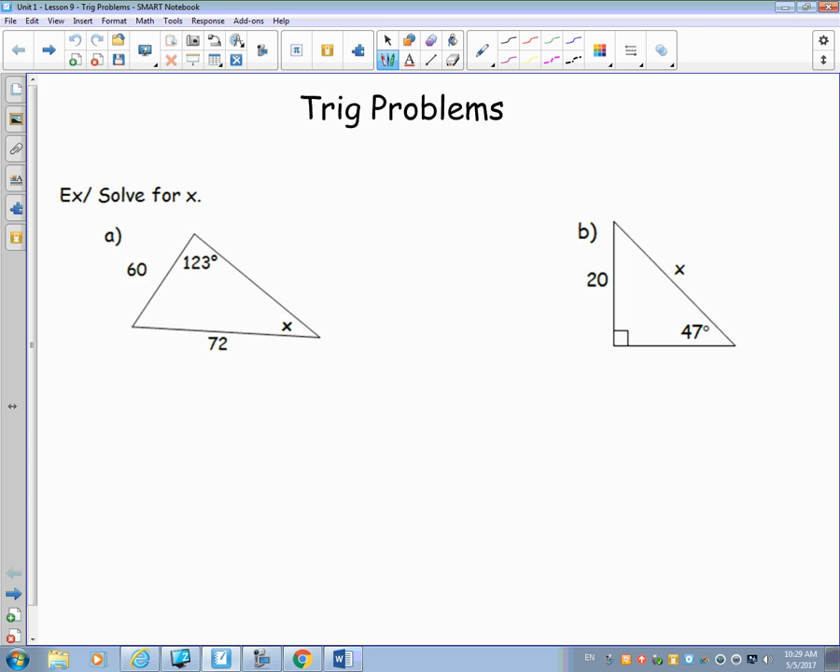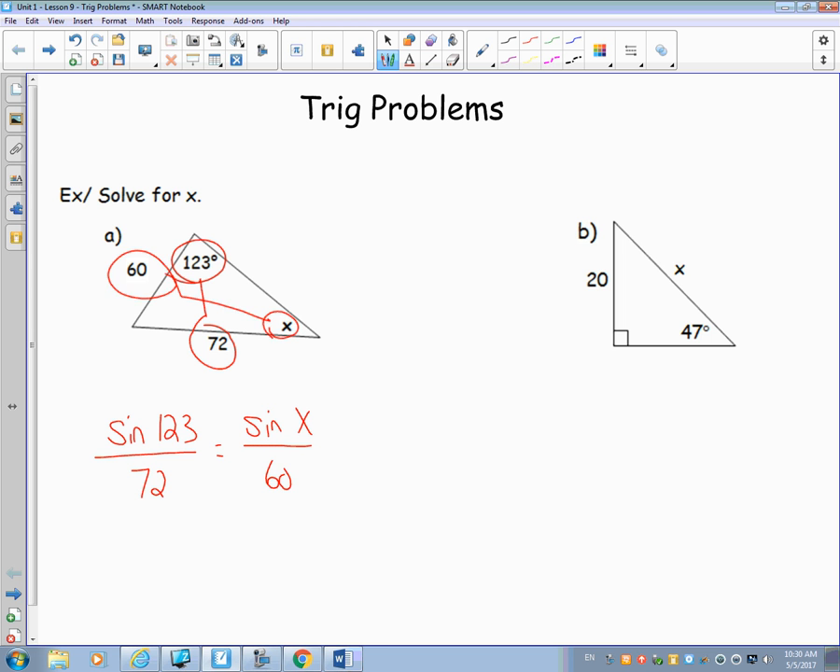So first question. It's not right angled. So my first question I ask myself is, do I know a pair? Because if I do, I can use the sine law. In this case, I do. These two things are across from each other. So I know I can write down the sine of 123 matches with 72. Similarly, sine x has to match with 60. They're also across from each other.